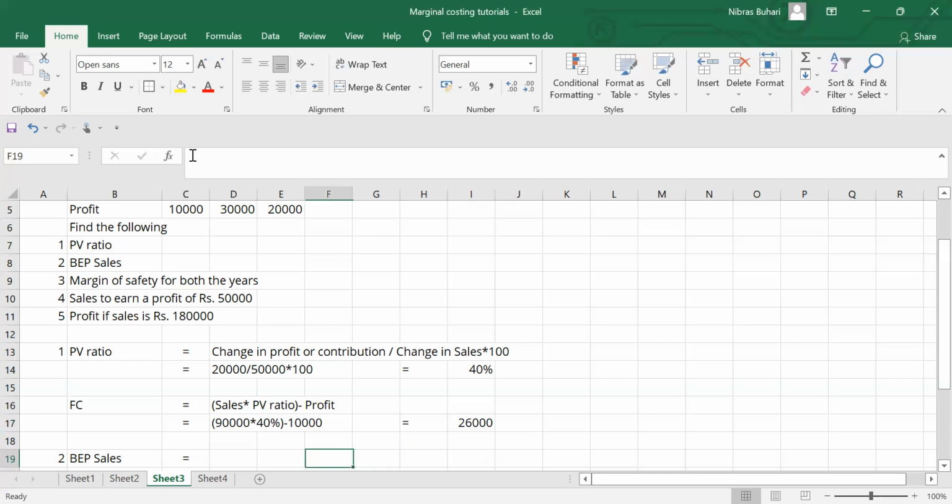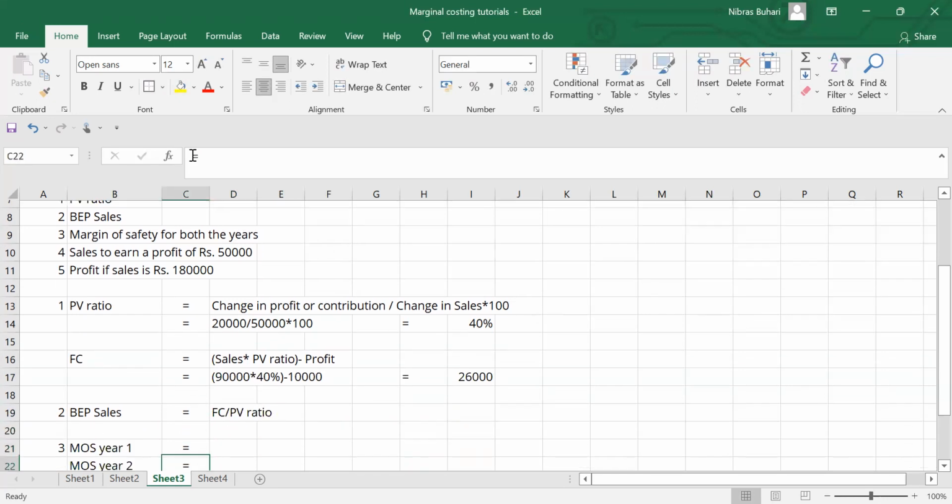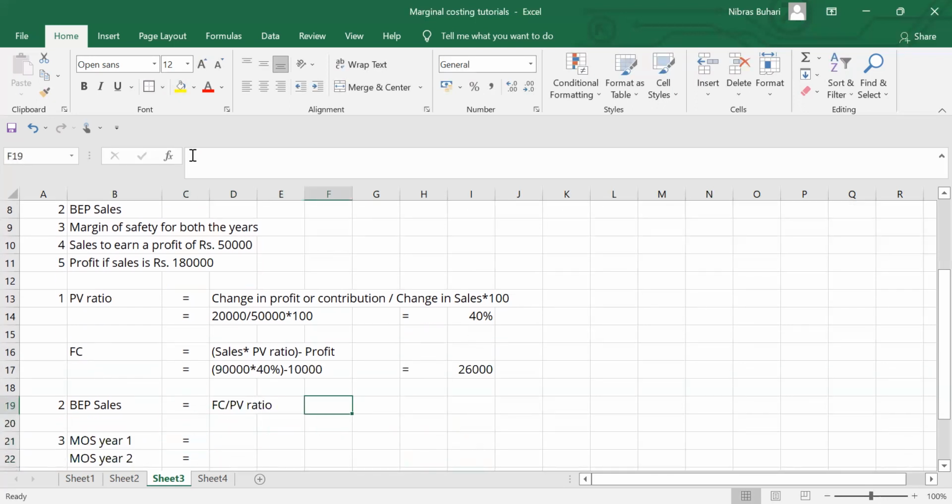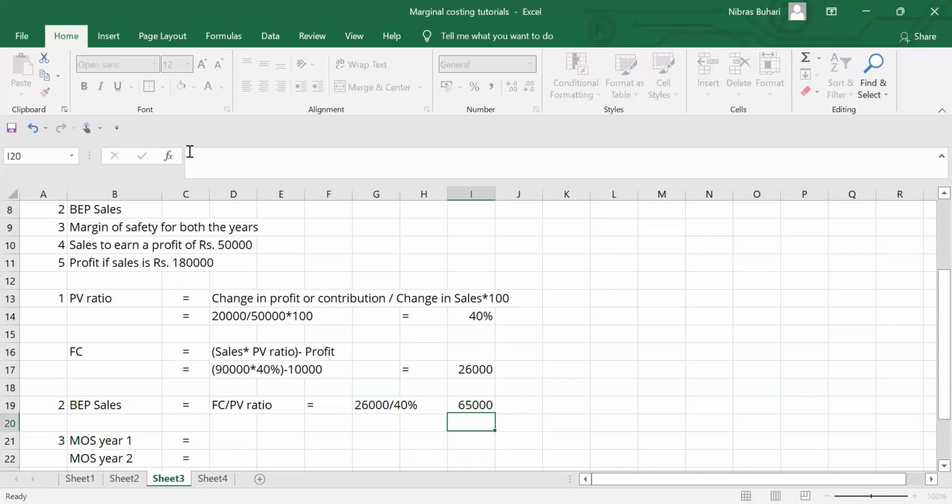Once you get fixed cost, you can find BEP sales because BEP sales is fixed cost divided by PV ratio, which means fixed cost 26,000 divided by PV ratio 40%, right? Which is 65,000. Your BEP sales is 65,000.